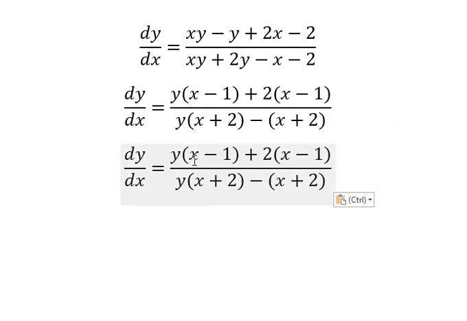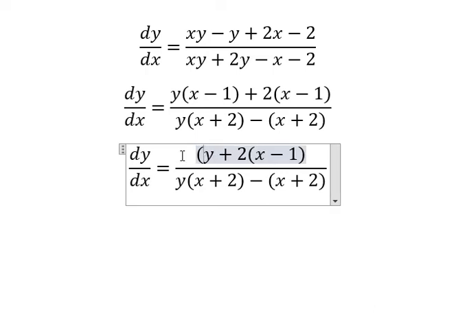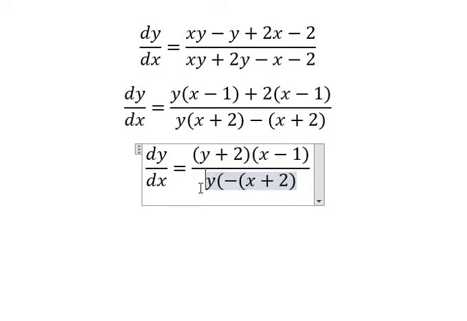Now we have s minus 1, s minus 1. We can do another factorization. S plus 2, s plus 2. We can do another factorization in here.